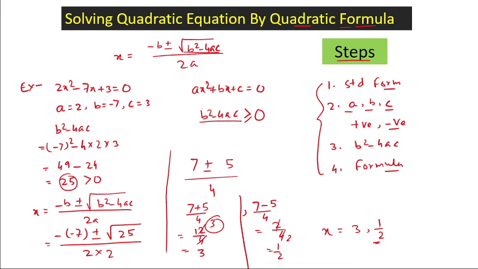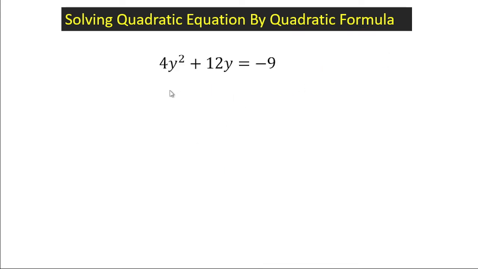Now let's solve one more question. Here the question is given: 4y square plus 12y equals minus 9, with y in place of x. So our first step is to convert the equation into standard form. We will write 4y square plus 12y, and minus 9 goes to this side, plus 9 equals 0. Here the value of a, the coefficient of y square, is 4. The value of b is 12, and the value of c is 9.